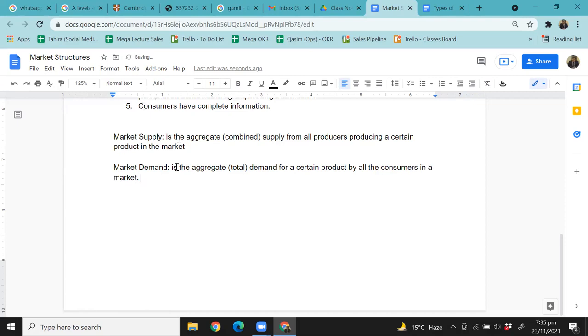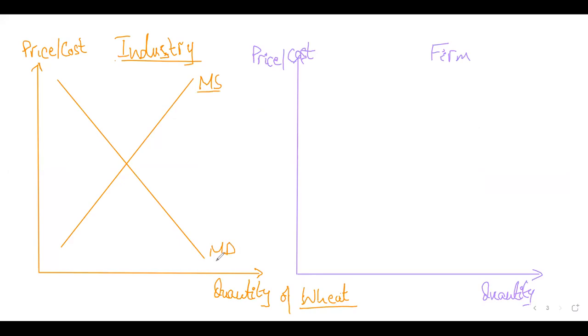Any confusion so far, students? Are you clear on this? Is this making sense to you all? So market supply and market demand are the combined total supply, which means total production, and total demand in the market. Easy, we good? Can we move on? Okay.